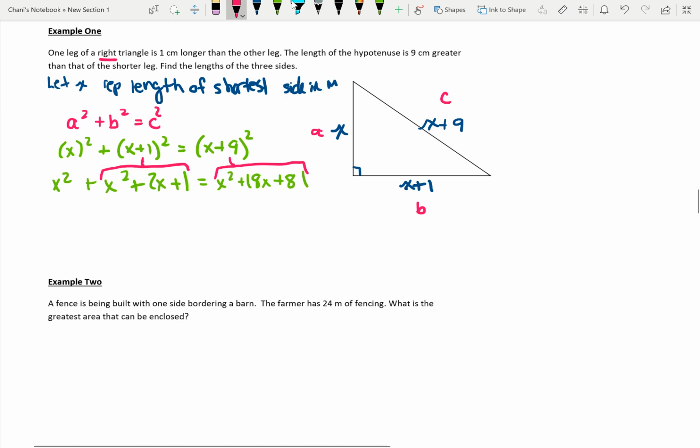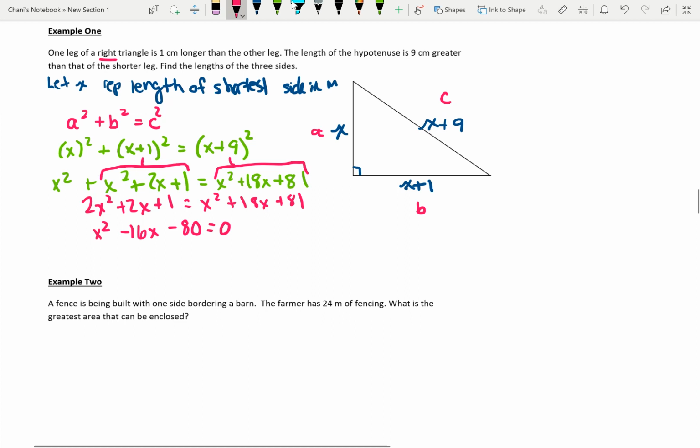We have terms on the left and terms on the right that are all quadratic. So we need to collect like terms and move everything over to one side in order to use the quadratic formula or factoring. So we collect like terms on this side to get 2x squared plus 2x plus 1 equals x squared plus 18x plus 81. And now I move everything over to the other side. So 2x squared minus x squared is x squared. 2x minus 18x is minus 16x. And then 1 minus 81 is negative 80, equals 0.